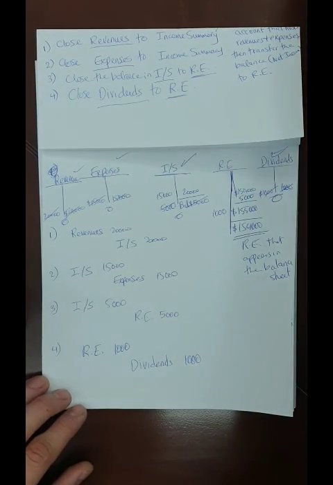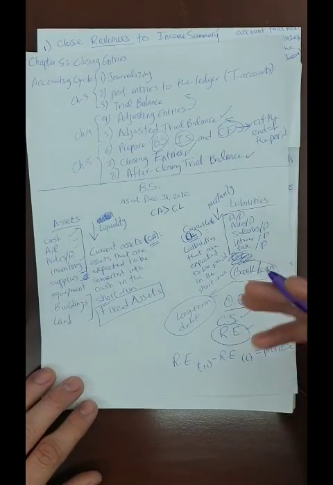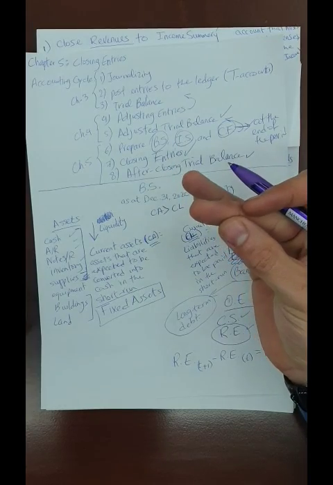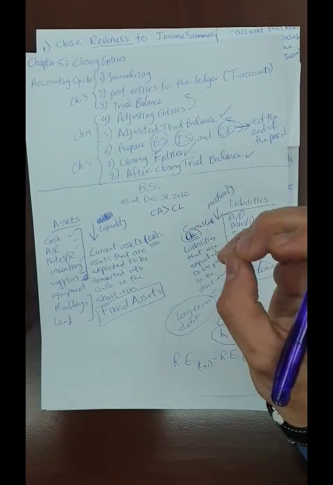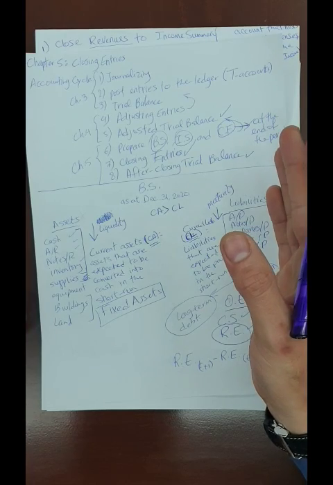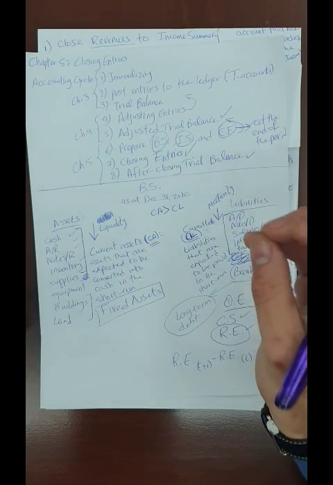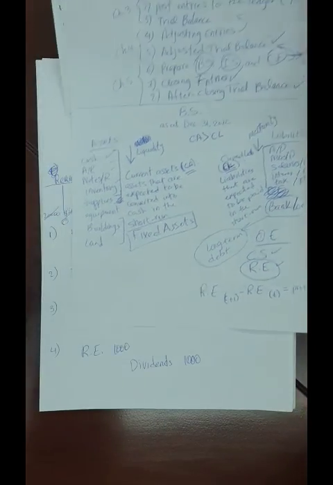After the closing trial balance, which is the 8th step, all revenues, expenses, and dividends should have a zero balance again, so that we can start a new accounting period with those temporary accounts having zero balances.